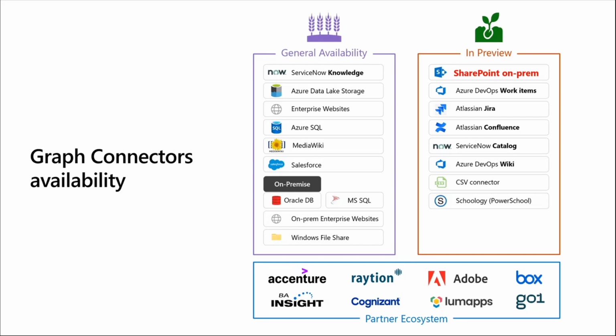Azure DevOps work items. We already have Azure DevOps GA. This is the addition to that, which includes work items. Then Jira, Confluence, ServiceNow catalog. We already had ServiceNow knowledge base GA, and this catalog is currently in preview. Azure DevOps wikis, CSV connector, and Schoology, which is mostly for our education space customers. So that's the number of connectors in preview.